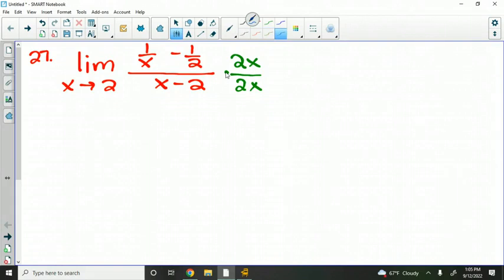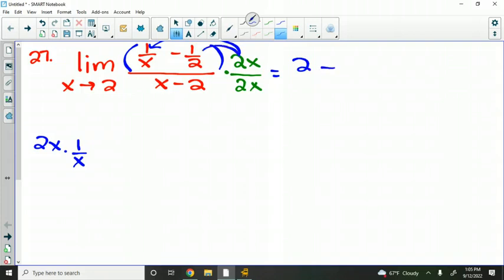And then we're going to distribute that 2x through. So 2x times 1 over x. Think about what that does. What does that simplify to? 2. Then minus, what's 2x times 1/2? X, yeah. So by just multiplying by its common denominator, the whole top simplifies to just 2 minus x.